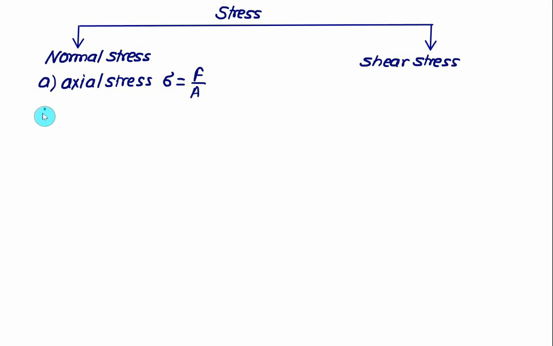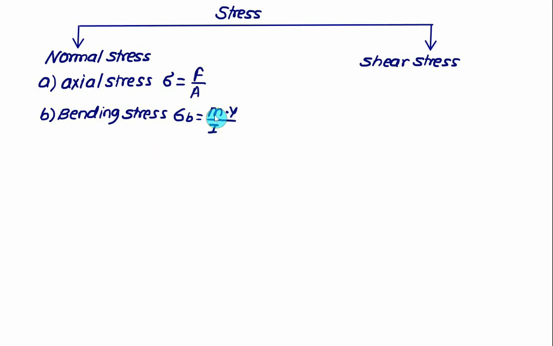Second type of a normal stress is produced due to the bending. That will be called as the bending stress. For bending stress, you have to use the flexure formula, and bending stress is given as sigma B is equal to M multiplied by Y divided by the second moment of area. M represents here the bending moment, Y represents here the distance of the fiber where you have to calculate the bending stress, and this distance you have to measure from the neutral axis.